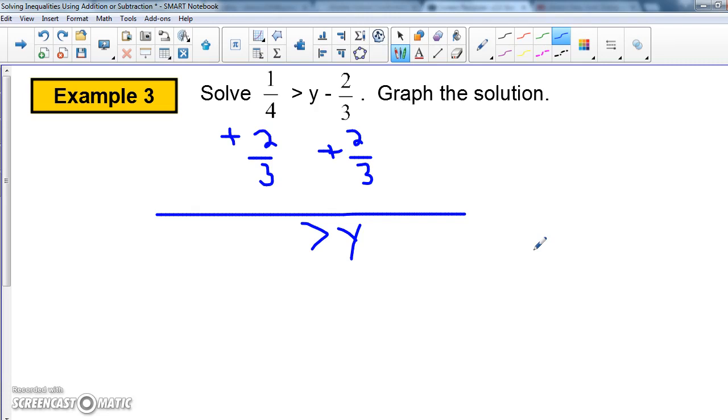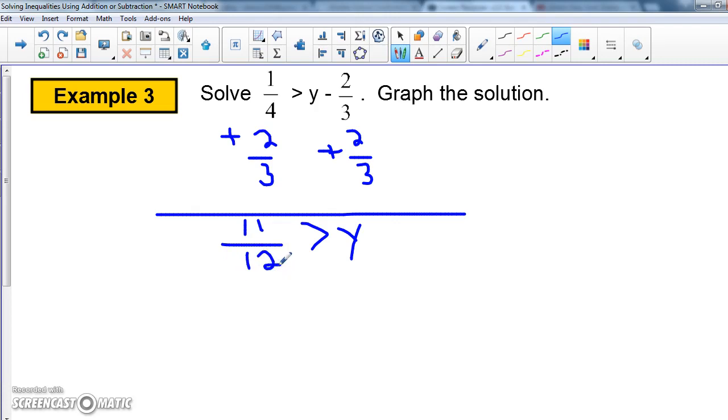And on the left side, the math that I have to do on my calculator is 1/4 plus 2/3. And if that gives you a decimal, you need to go ahead and turn it back into a fraction. So on my calculator, it says it's 11/12. Okay, so this is your answer. You can leave it just like this.